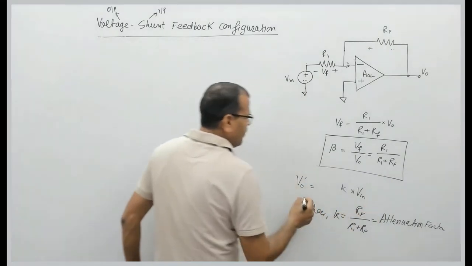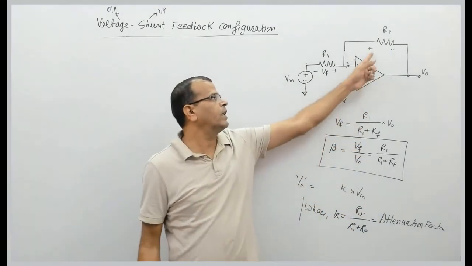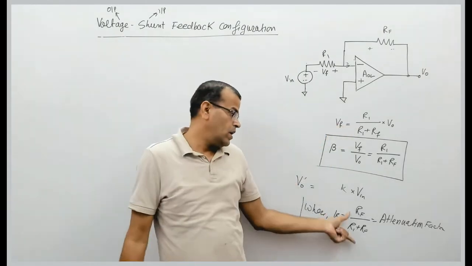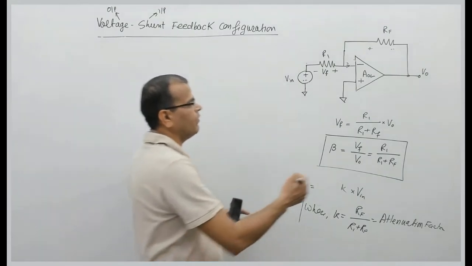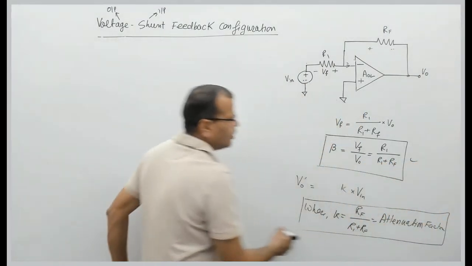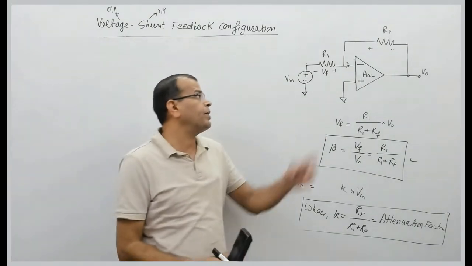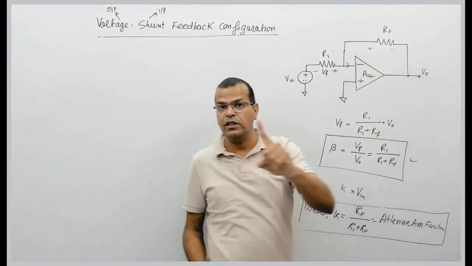So I define a word in case of inverting mode of amplifier, that is the attenuation factor. So we have talked about the feedback factor, and we have talked about the attenuation factor. The voltage at output is attenuated because of the input voltage reaching directly at output through resistance RF.